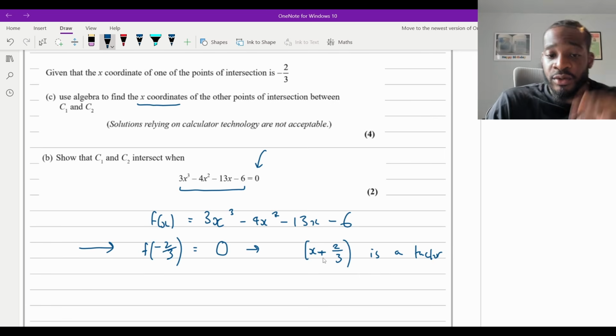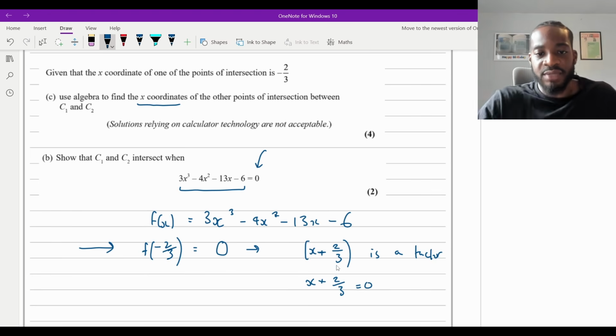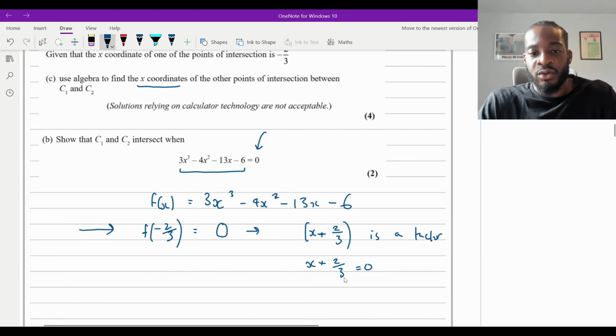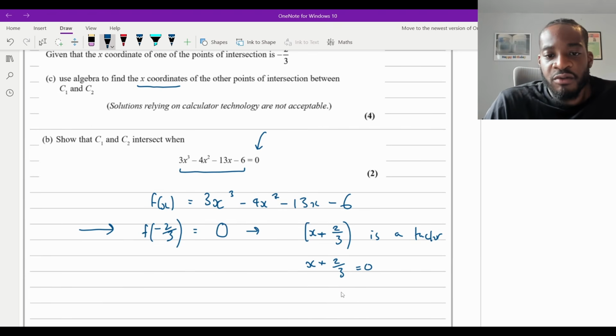So what I'm going to do is write x plus 2 over 3 is equal to 0, because x plus 2 over 3 is a factor, so that must be 0. Then I'm just getting to the form that we know. If I times everything by 3, then it's going to be 3x plus 2 is equal to 0, isn't it? And I'm going to use this here.